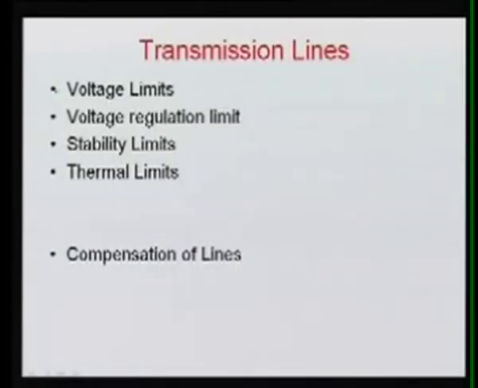Here, the various limits. The first one, and that is very important, is the voltage limit. As I mentioned from the very beginning, in India the maximum insulation voltage of the transmission line is 800 kV, although it is operating at 400 kV. So, we cannot keep on increasing the voltage.